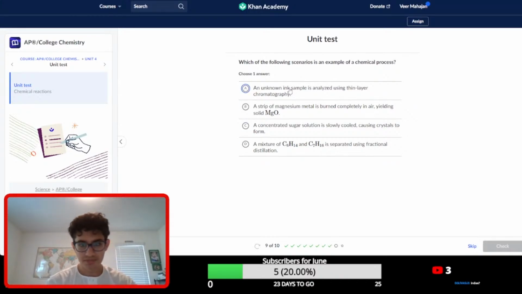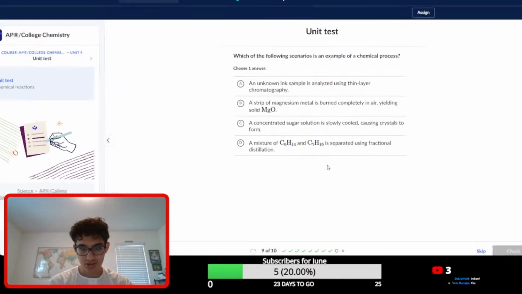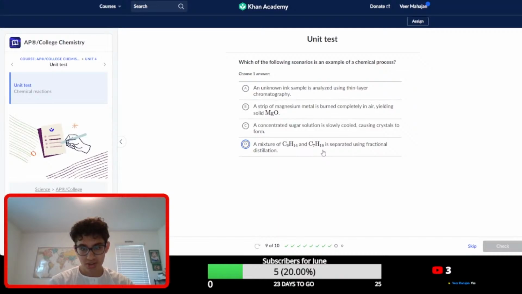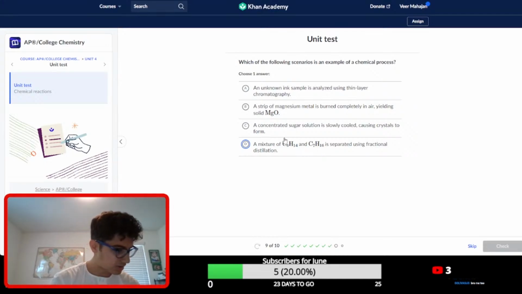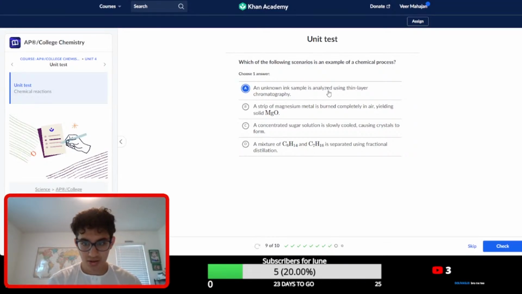Okay, next one now. Chemical process. So fractional distillation is, I read about this in some other book. I'm pretty sure that has to be physical, right? Actually, I'm not too sure. So let's just take a break. Okay, that's good to know. Chromatography is also physical, I think.